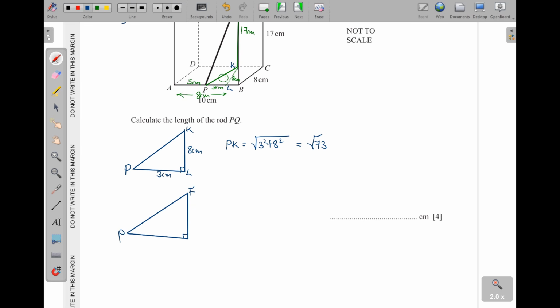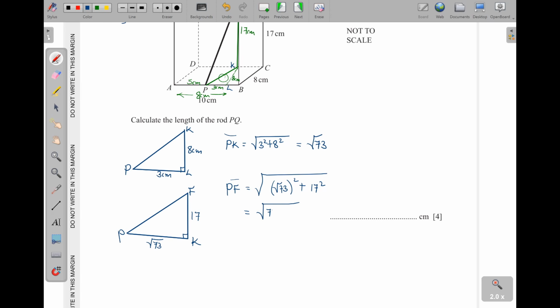PF. So PF, then K, okay? And PK, we have gotten it as root of 73. So we need PF, but F to K is 17. So using Pythagoras theorem, this PF is now going to be equal to the square root of 73 squared plus 17 squared. So 17 squared is 289.